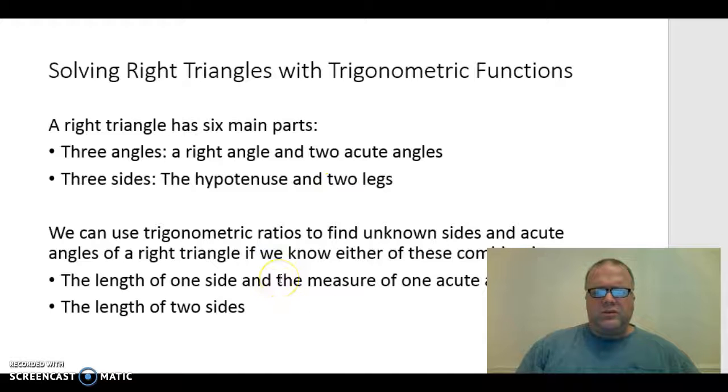So we can use trigonometric ratios to find unknown sides and acute angles of right triangles if we know either of these combinations: the length of one side and the measure of one of the acute angles, or the lengths of 2 sides.